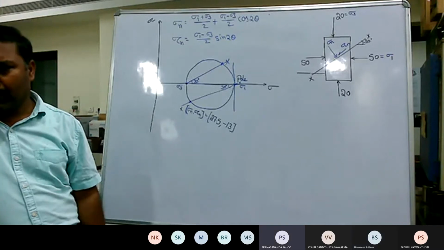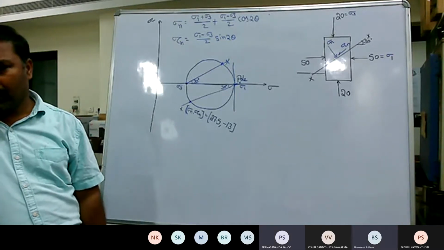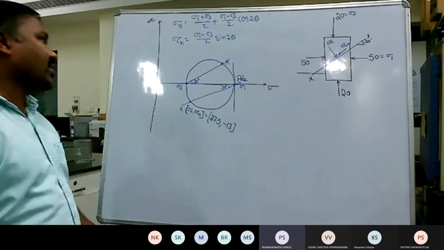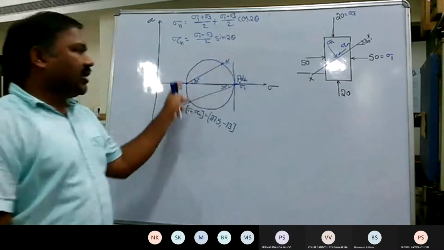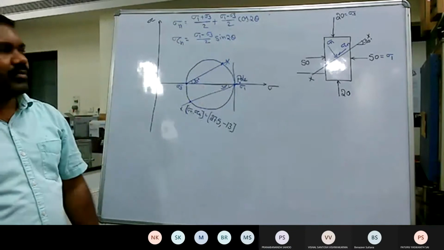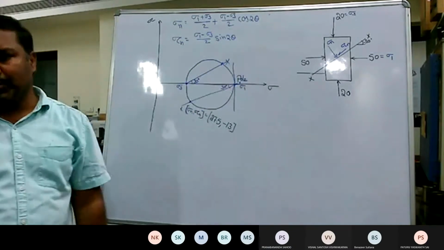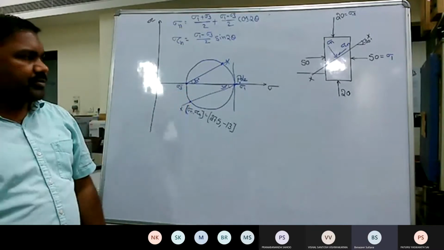Sir, this is the problem with this formula. Every time we have to check with the theta whether it is coming correct or not. Yeah, that is true. That's why the graphical way is better. But anyway, this problem I have given you just to avoid all this.